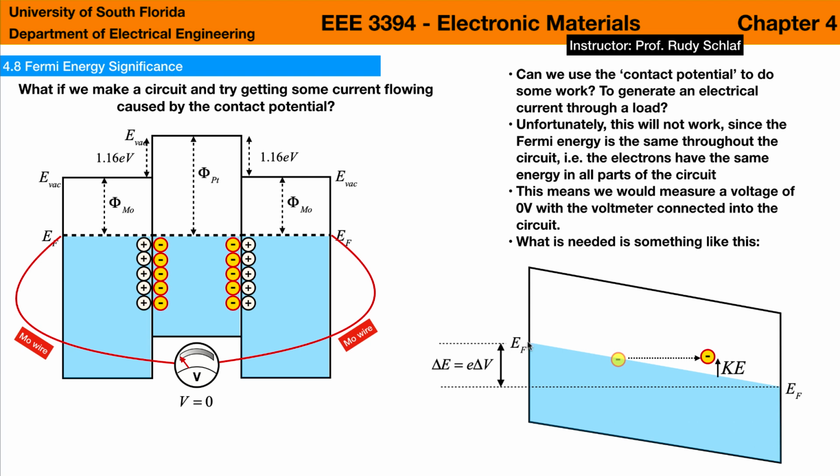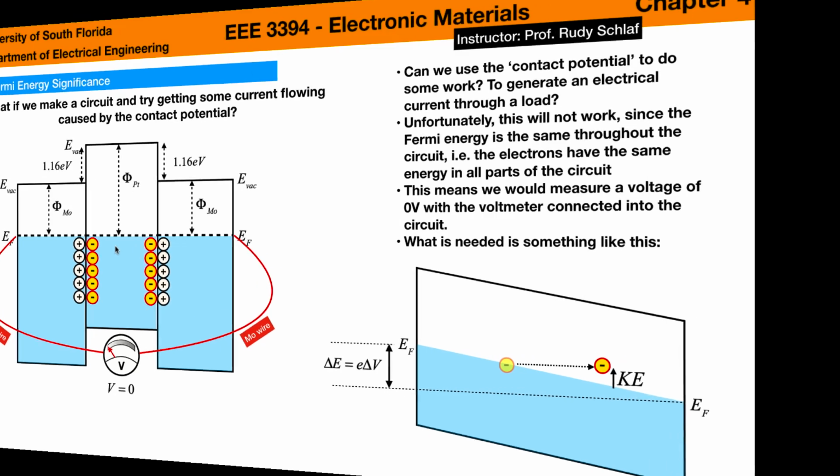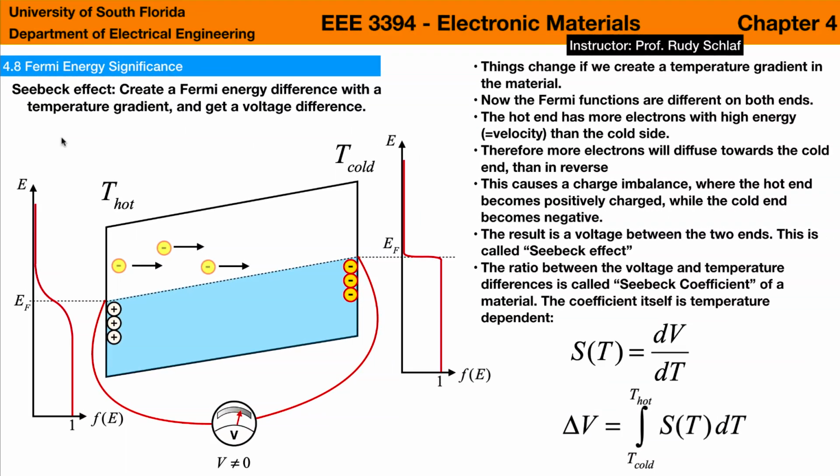Only if we have a difference between the Fermi levels do we have electrons with high energy on one side and empty states on the other side where they can go to, and then we can drive a current through a circuit. So how can we generate a Fermi level difference in such a structure? The answer to this question is the Seebeck effect.